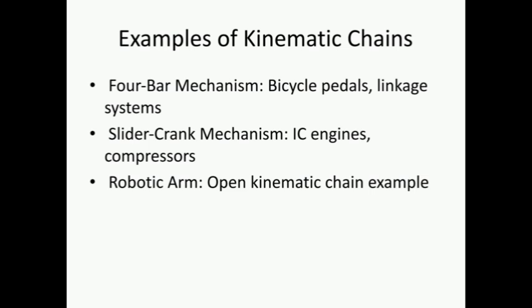See some examples of kinematic chains. First is the 4-bar mechanism, which is used in a bicycle pedal linkage system. Second is the slider crank mechanism, which is used in IC engines and compressors. And last one is the robotic arm, which is an example of an open kinematic chain.